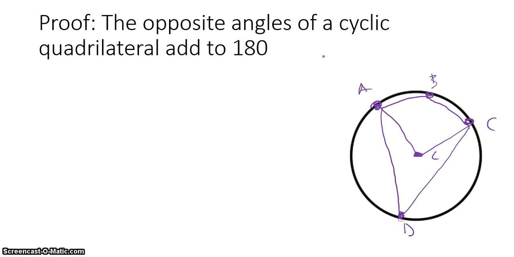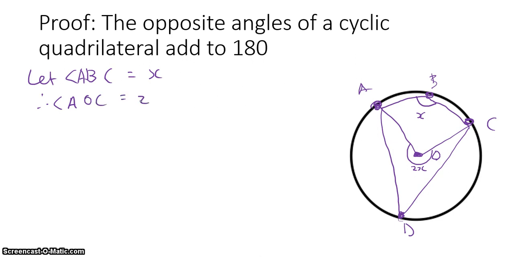We can say this angle right here, we'll call this angle X. Therefore, this angle right here will be 2X from the double angle theorem. I'm going to label this point right here as O. So we're going to say, let the angle ABC equal X. Therefore, AOC is equal to 2X.